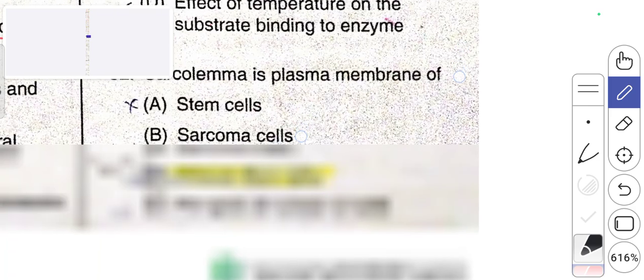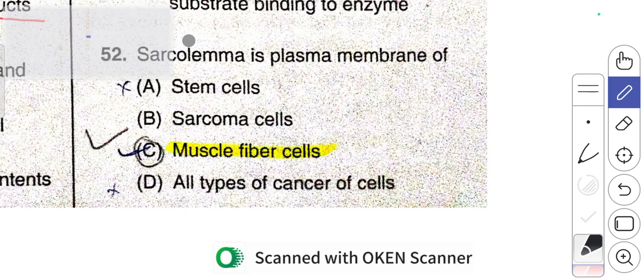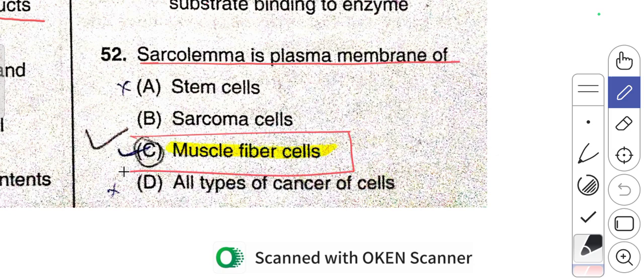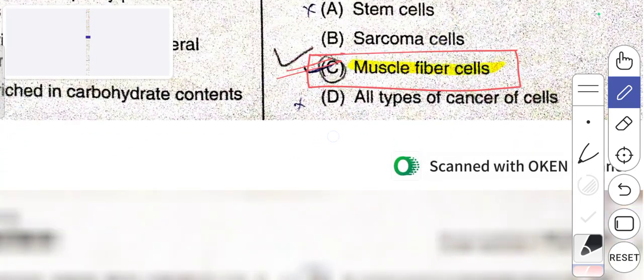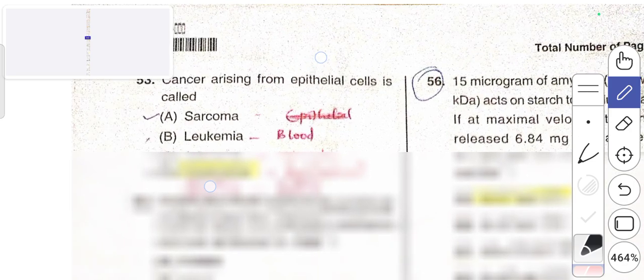Next question 52. Sarcolemma is the plasma membrane of muscle fiber cells. Sarcomere is the functional unit of muscle, and these sarcomeres are covered by a membrane, that is the sarcolemma. So C is the right answer.